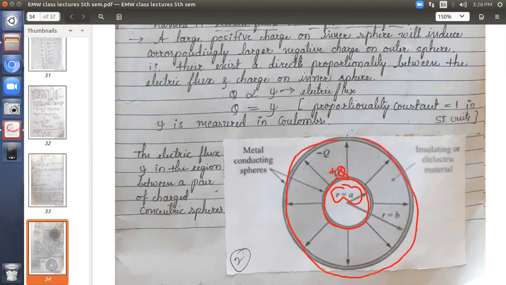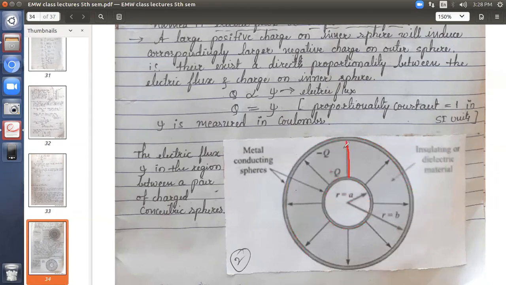This is your outer hemisphere in his experiment. This radius is small b. Inside it is small a, outside it is b. And in between you can see some shade, indicating some dielectric material. And in his observation, if you put plus q charge inside, there is a displacement. This charge comes on the outer surface, equal in magnitude and opposite in sign. This was the generalized experimental setup.